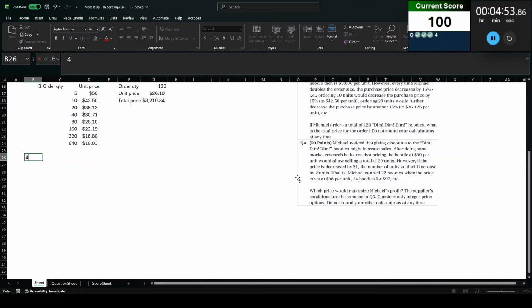The supplier's conditions are the same as in question 3. Consider only integer price options. Do not round your calculations at any time.